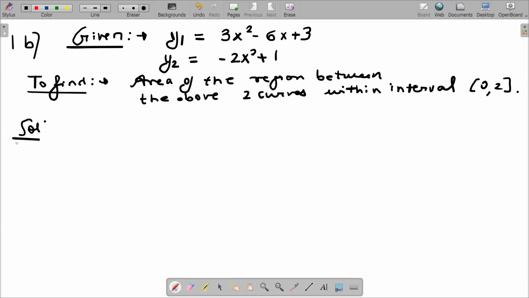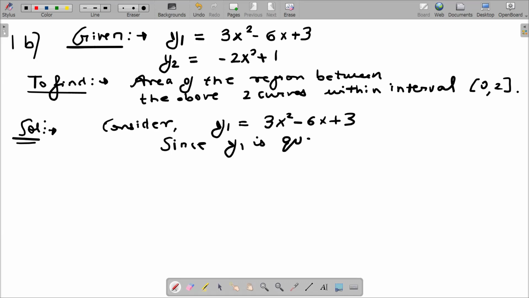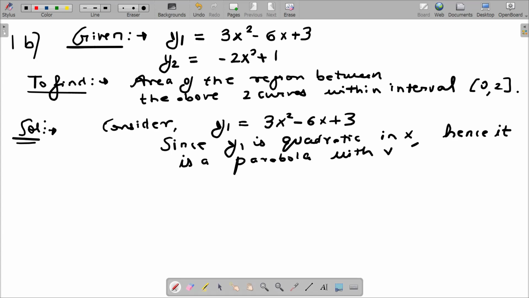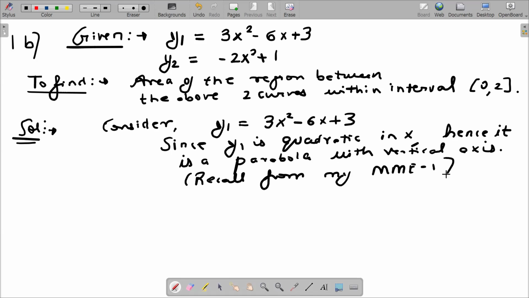Okay, so let's first of all see how these two functions look like. So consider y1 is equal to 3x square minus 6x plus 3. Okay, you can clearly see that since y1 is quadratic in x, hence it is a parabola with vertical axis. Students should recall this from my MME1, or I can say Introductory Mathematical Methods for Economics course, which students have done in semester 1 of BA Honors Economics.